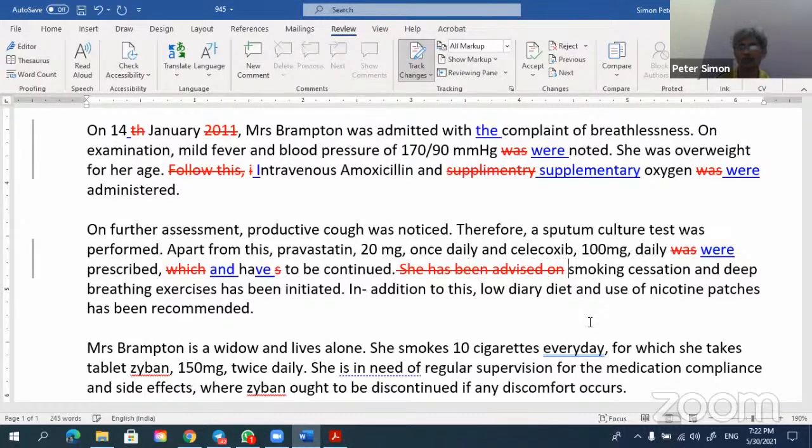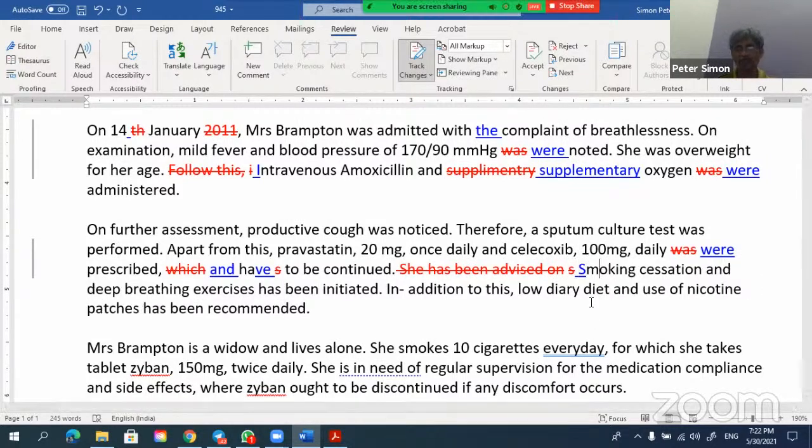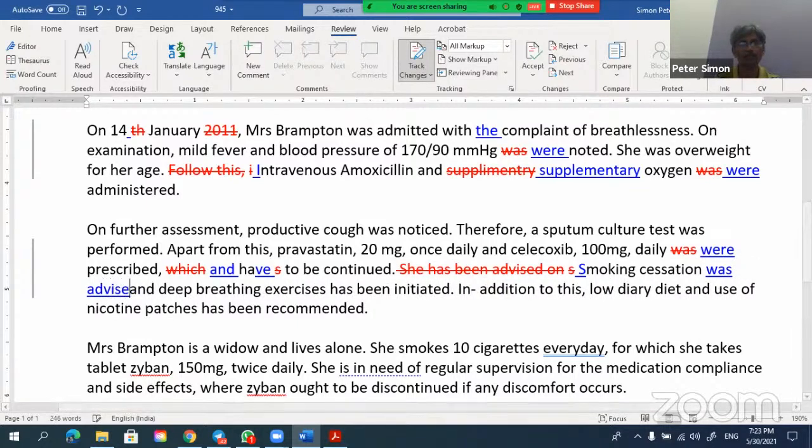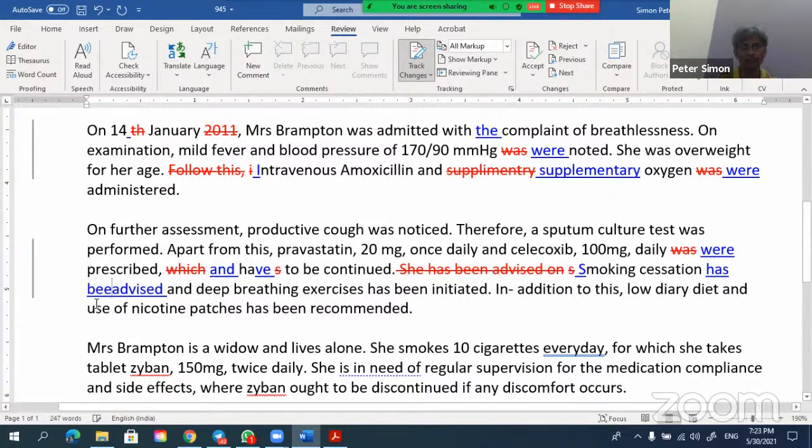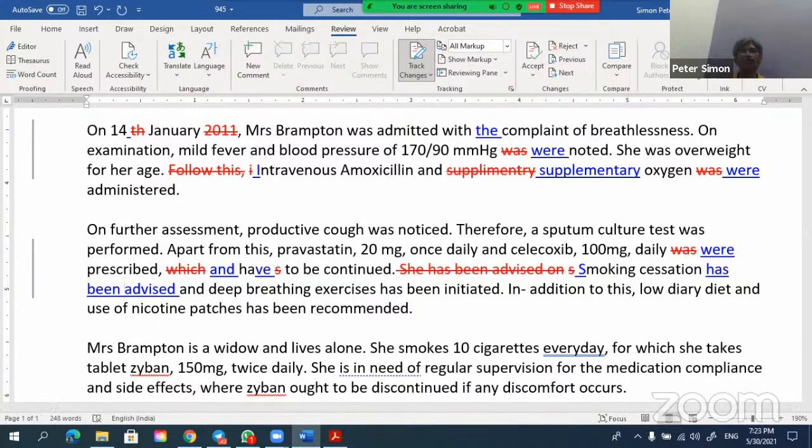So, smoking cessation was suggested or advised. Finished. And deep breathing exercises. Okay, smoking cessation has been advised. You can say it like that. So "has been" will go from here and come here.